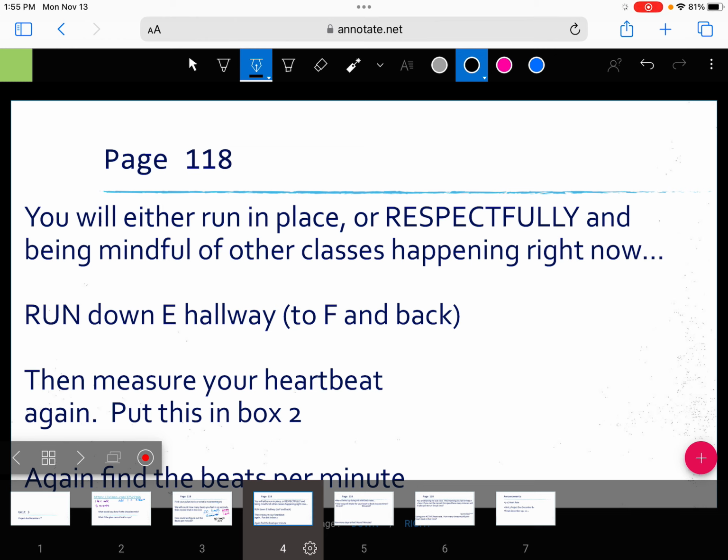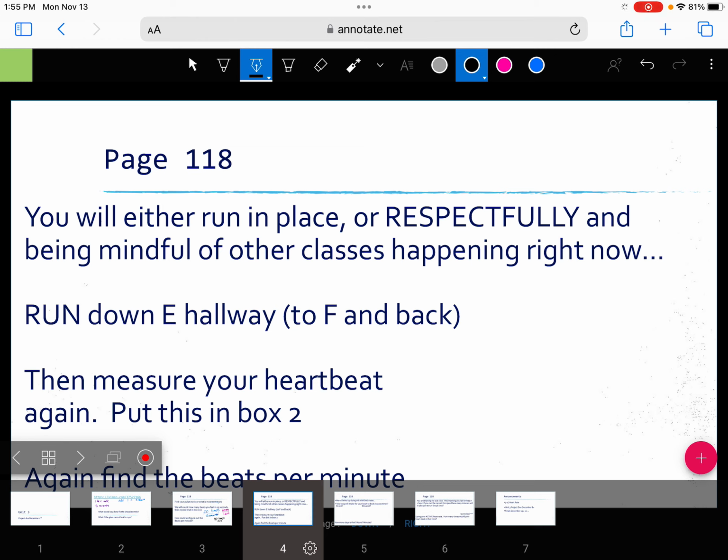You're going to do the same thing. I'll leave it running for those of you that needed to be seated to get your heart rate active. You're going to find your beats per minute of an active heart rate. Would it be the same equation? It's going to be the same equation.